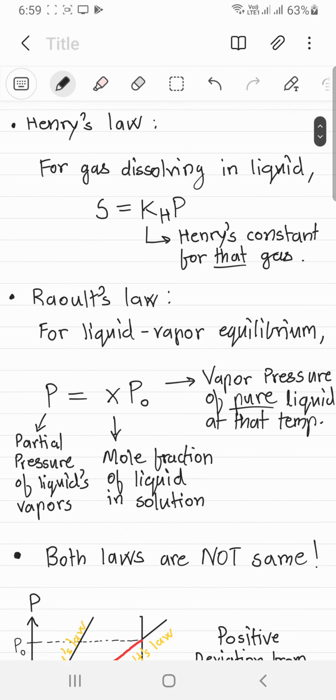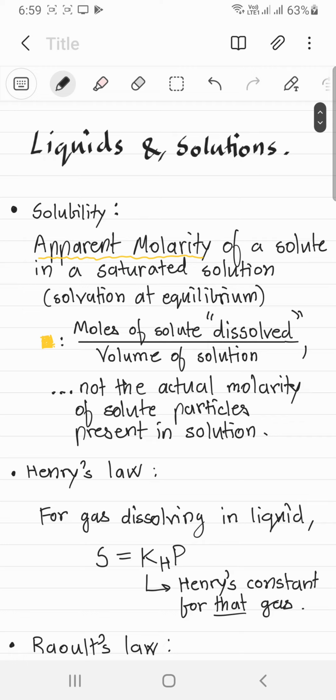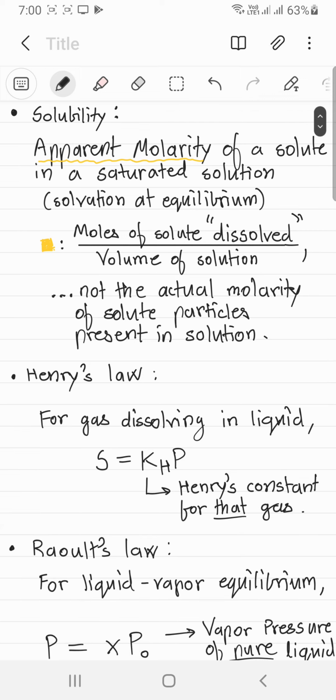This is not very important for the whole note, but let's just deal with this. Solubility is defined as the apparent molarity of a solute in a saturated solution, so the solution that is at equilibrium. And what do I mean by apparent molarity? That is the moles of solute dissolved, not the moles of solute present in the solution. Instead, it's the moles of solute dissolved upon the volume of solution. And that's why I call this apparent molarity, because it's not the actual one.